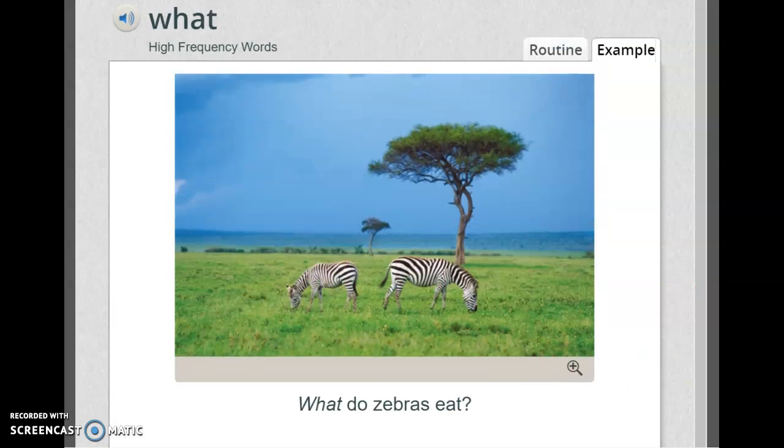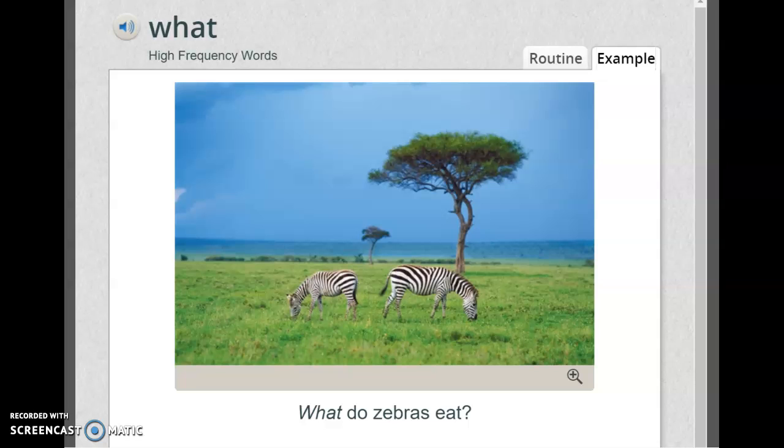Our next sight word is what. And we spell what by WHAT. Let's try it together. WHAT spells what. And this picture asks, what do zebras eat?